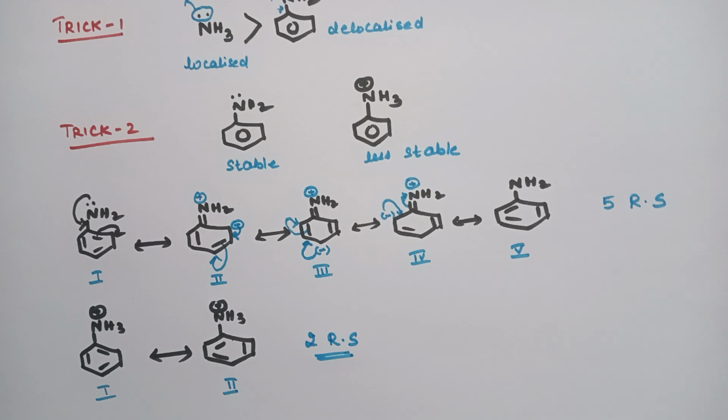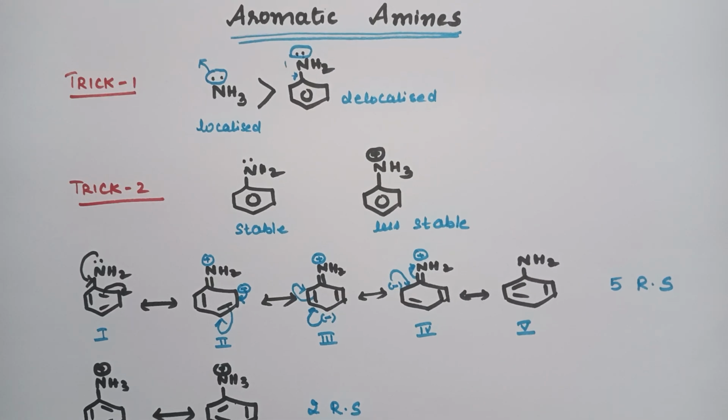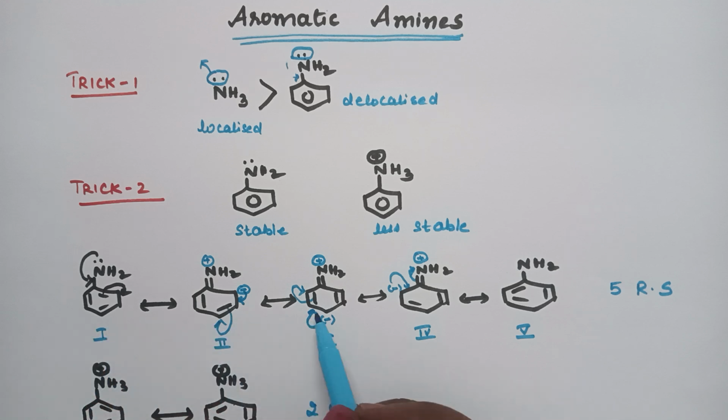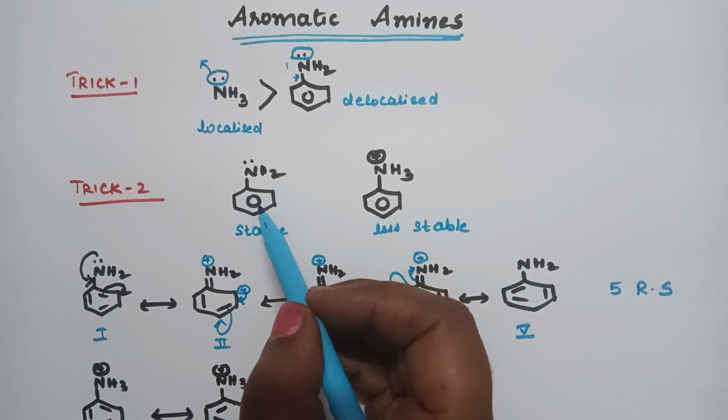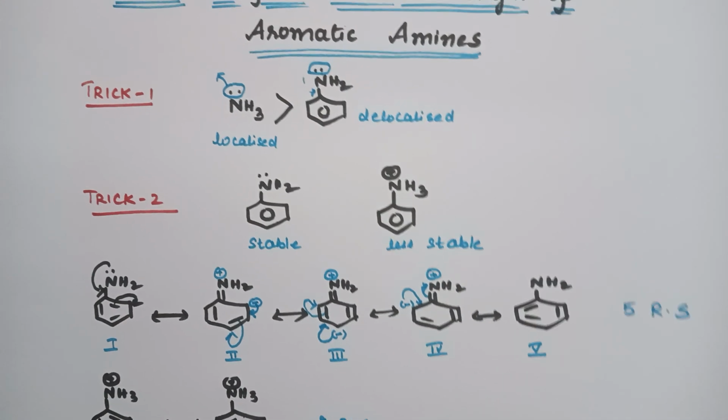Students, the more the number of resonance structures, the more stable the molecule will be. Here the number of resonance structures is more. Therefore, aniline is found to be more stable than the anilium ion. So this is trick number 2. We'll go for trick number 3, which is very important.